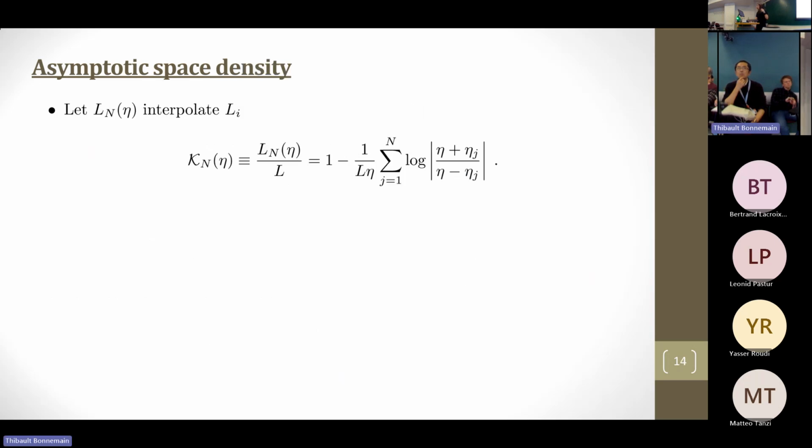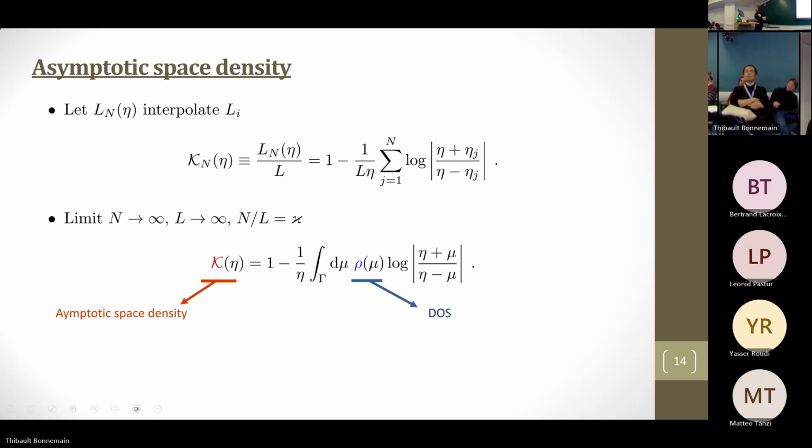To do so, let me first introduce the small function Ln, which interpolates between the two spaces. I also introduce the function Kn as the ratio of Ln, so the ratio of the asymptotic to the real space. This here is just rewriting the previous identity, and I want to emphasize that the asymptotic space depends on the solution. It depends on eta, yes.